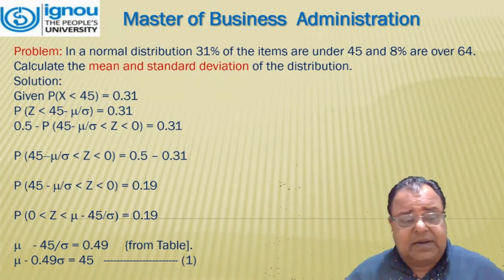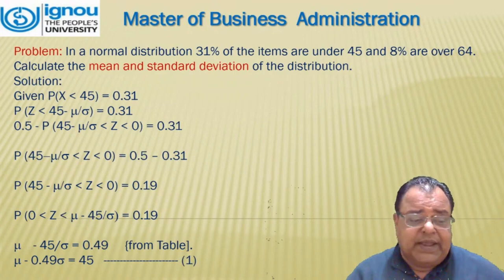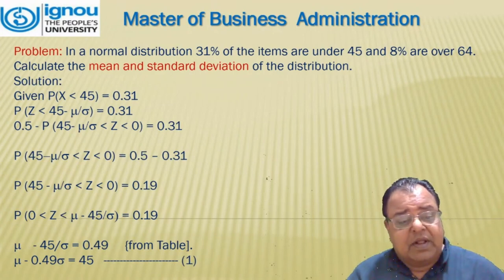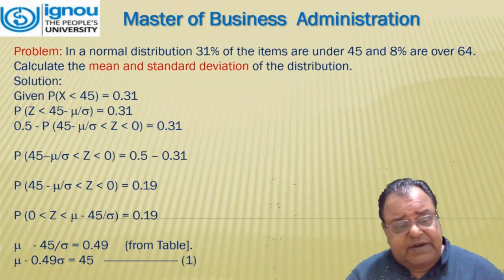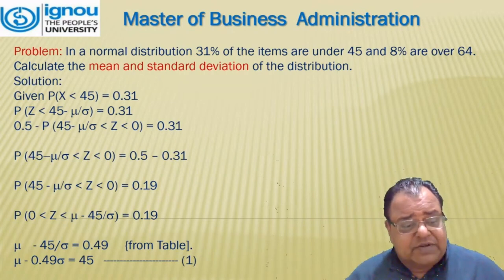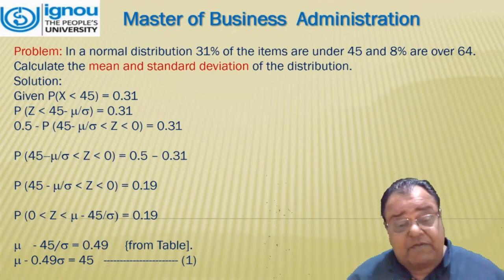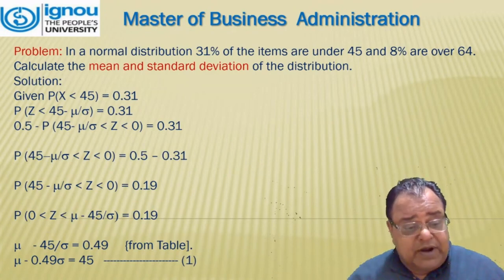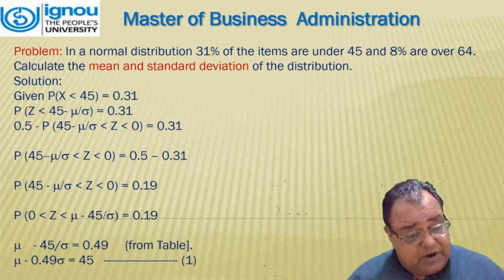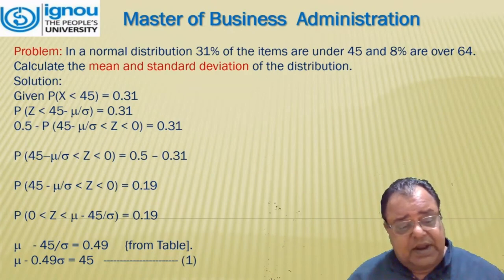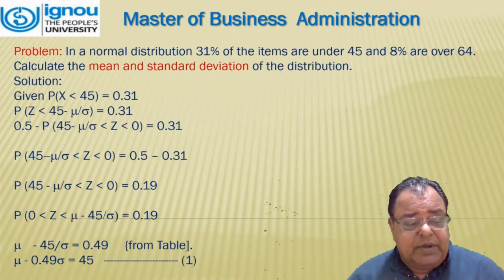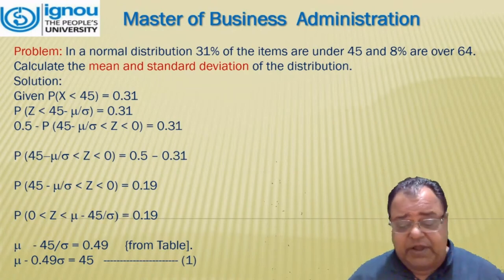From the table, we have to get the value of this Z variate. The value of Z variate for 0.19 will be 0.49. After transforming it, we get mu minus 0.49 sigma is equal to 45.